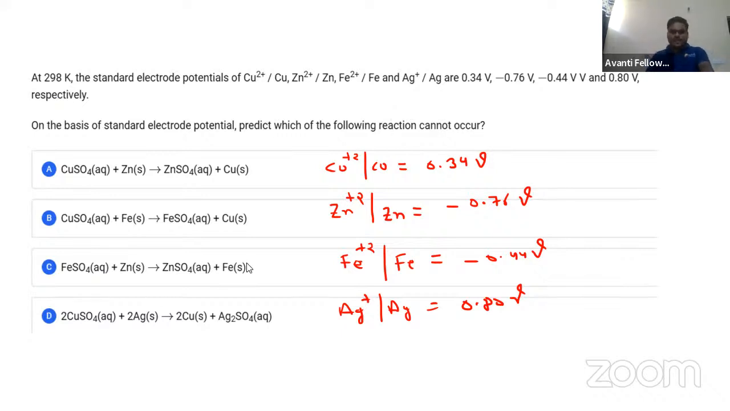Okay, so on the basis of standard potential, predict which of the following reactions cannot occur.